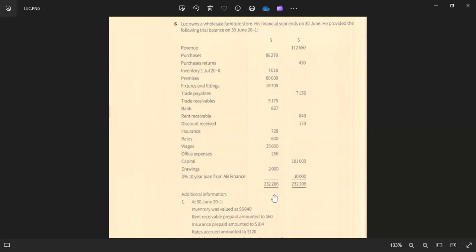All right, so this is Luck, who owns a wholesale furniture store. His financial year ends on 30 June. So this is the year end. That's when they prepare their books. He provided the following trial balance. So we're saying this is what we call a what? A trial balance. Let me try to look for a pen here.